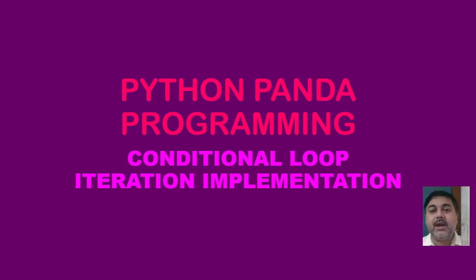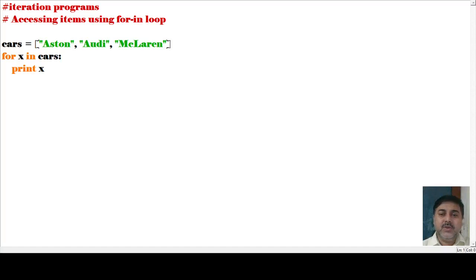So let us see how we can do the particular iteration program and what we have in today's programming. See this iteration program, there is only a 3-line program. As it is the beginning of iteration, I have created a very small program for you. In this small program, cars equals to some names of cars that I have given.